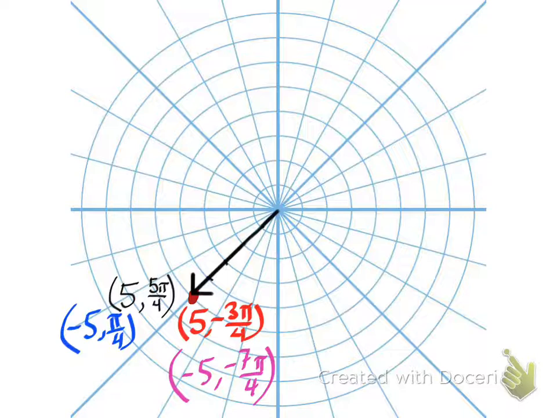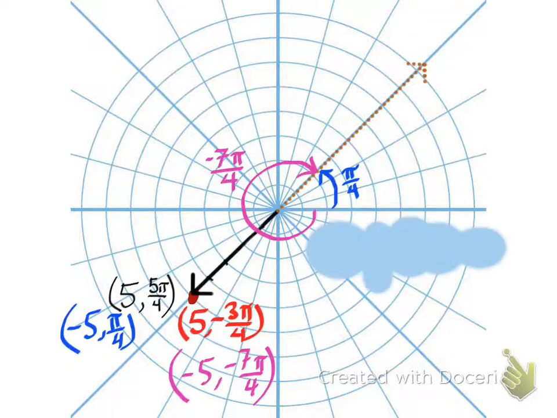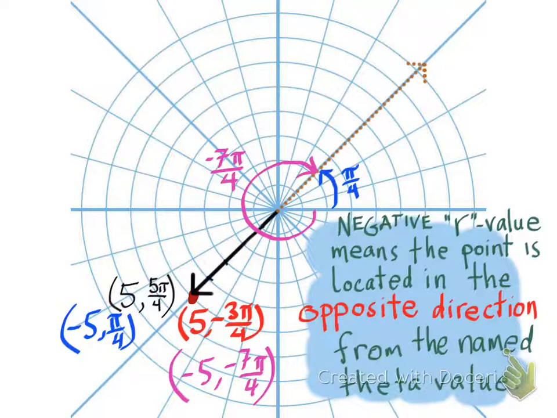How can the angle be pi over 4 or negative 7 pi over 4 for that same point? Well, think about where that angle is. It's up there in quadrant 1, right? There's pi over 4, and negative 7 pi over 4, of course, names the same position on the grid. So look what happens there. When I use those angles up there that are in the opposite direction from my point, my radius becomes negative. And that's basically the rule there: a negative r value means that the point is located in the opposite direction from the named angle.